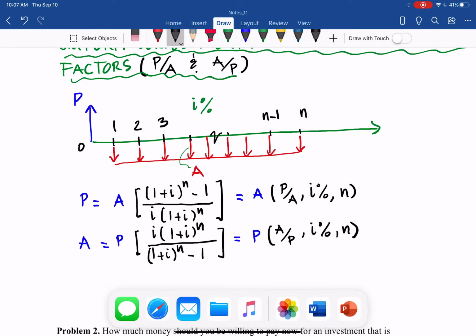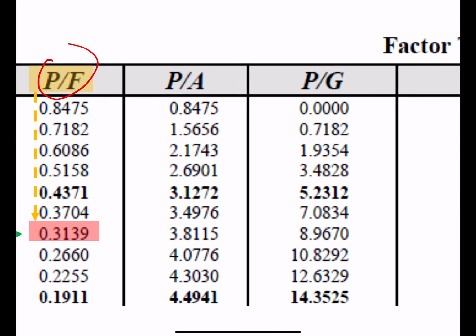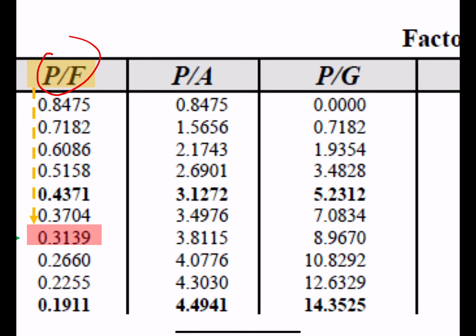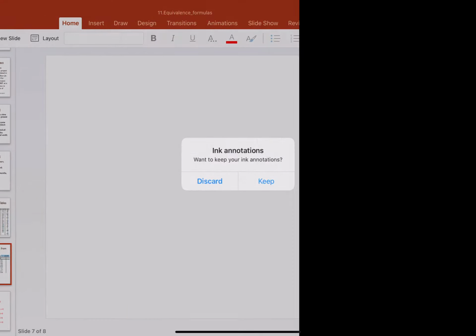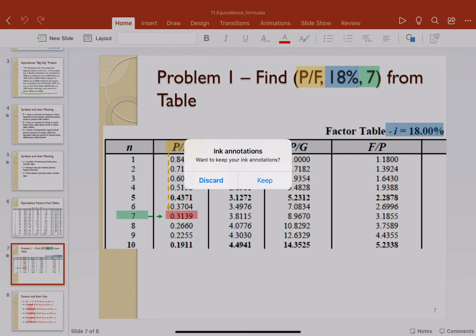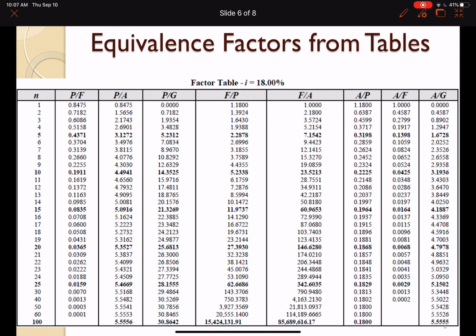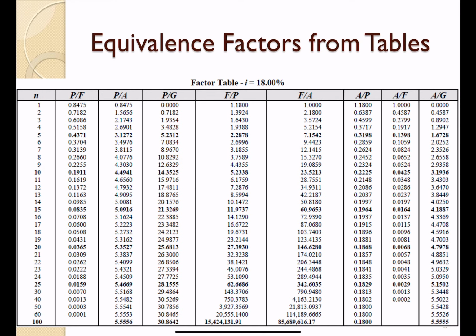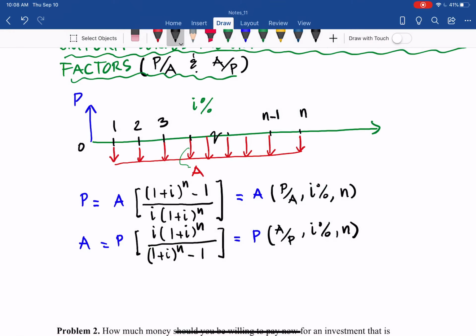That factor, I can go back to the slide again. You can see the third column here, P over A, which means find P given A. And if you go to the previous table, we have P over A given A find P, and A over P given P find A. So that's the equation you have, or the table you have, and how to use it.